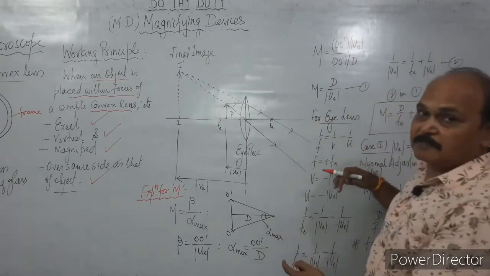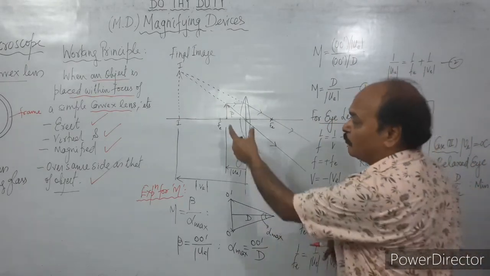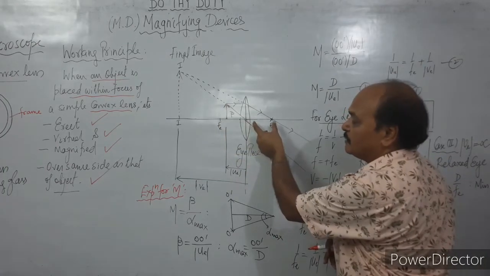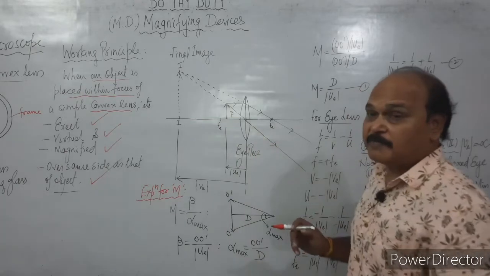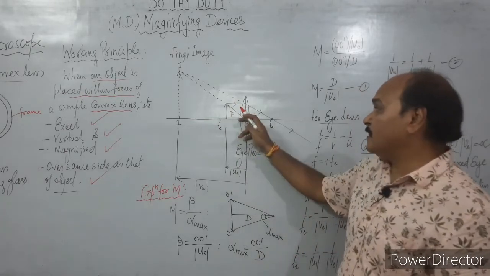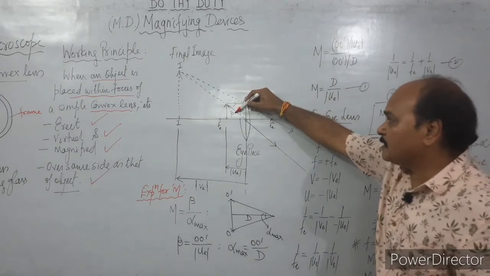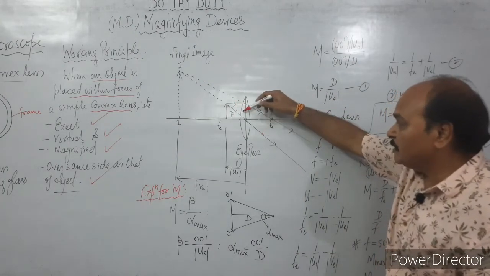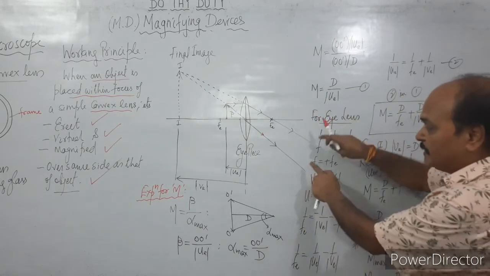Diverging rays. Children, when you start making the diagram, you must mark the focus at the same distance from both sides, at the same distance from the optical center, both sides. So this marking is very, very important. So the parallel rays after refraction pass through the focus, and the other ray which passes through the optical center moves without any deviation. Both these are diverging rays. They would never meet this side.